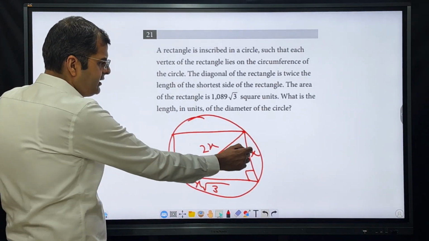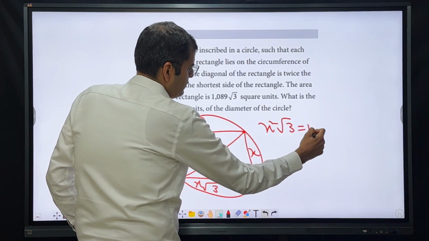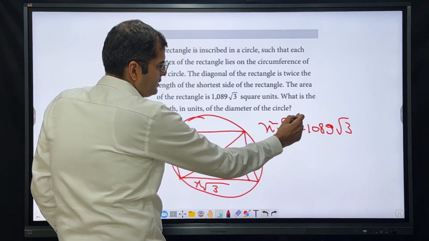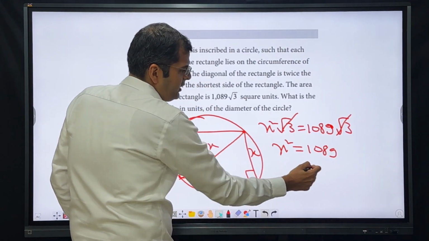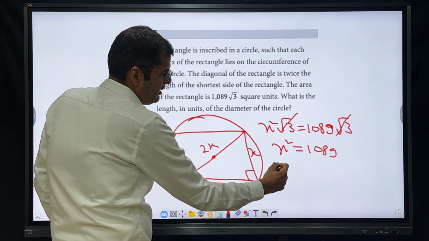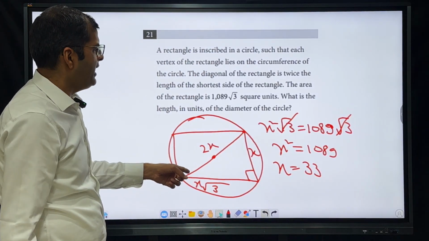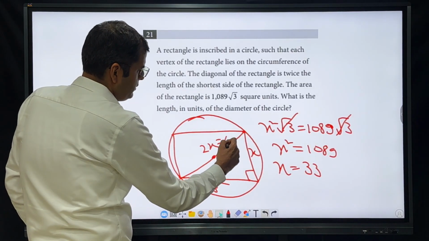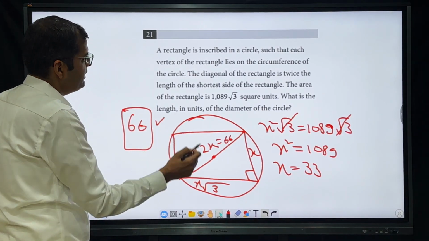The area of the rectangle is what? x into x root 3. So x square root 3 is given as 1089 root 3. Okay, this root 3 goes away. x square is 1089. x can only be positive because it is a side of the rectangle. So x is 33. So if x is 33, the diameter is what? 2x, which is the diagonal. So diameter is 2x, which is equal to 66. So 66 over here is the right answer.